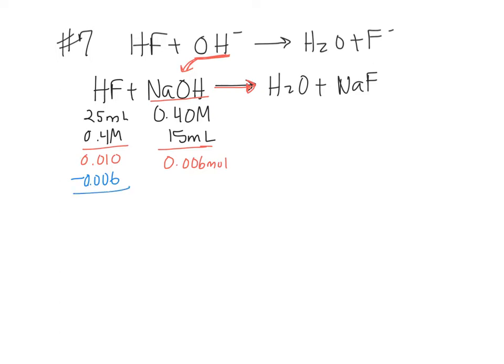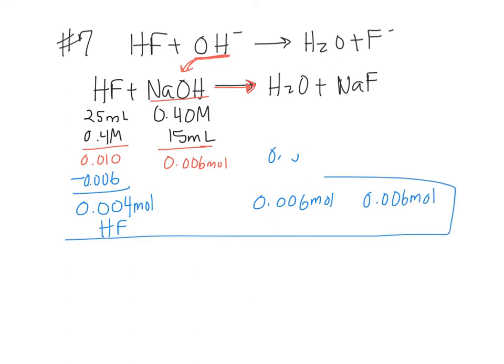We're going to neutralize it. And so then what's left is 0.004 moles of HF. We've used all of the hydroxides, and we've made 0.006 moles, right? So I'll put this down here. We've made 0.006 moles of H2O, and we've made 0.006 moles of NaF. This is what we did when we did basic stoichiometry problems at the beginning of the year. So that's the neutralization part of this reaction.